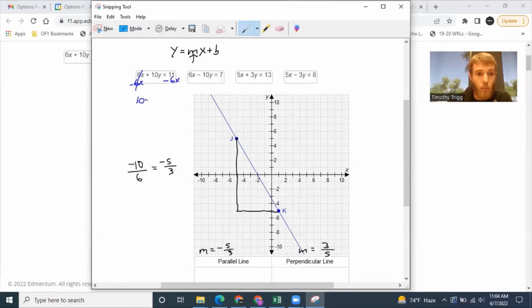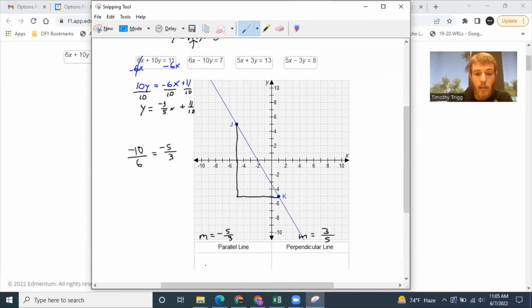That leaves us with 10y on the left equals -6x plus 11. I can't combine those terms. Then divide by 10 on both sides of the equation to help me get y by itself. That way we are in our slope-intercept form. So y equals, this can reduce to -3/5 x plus 11/10. So that tells me the slope of this line is -3/5.